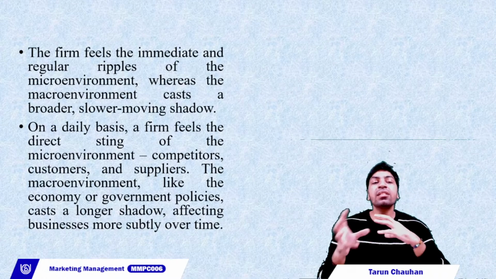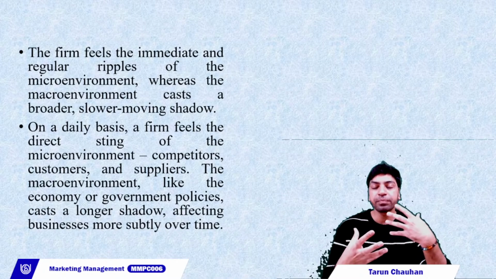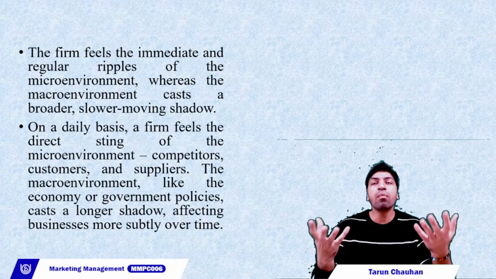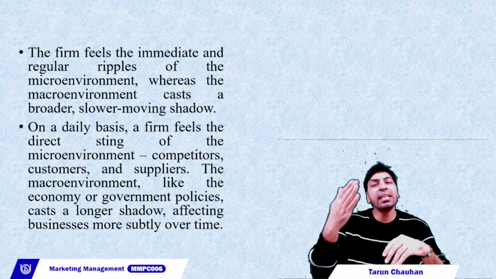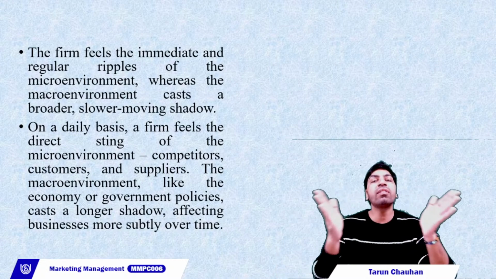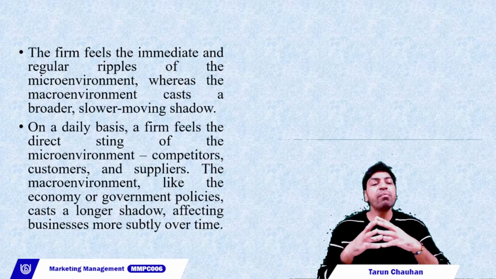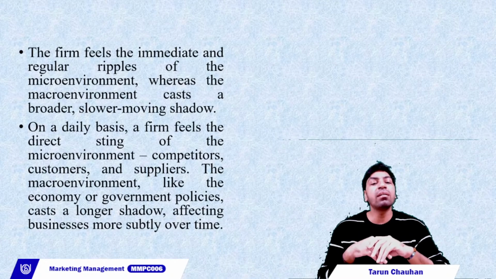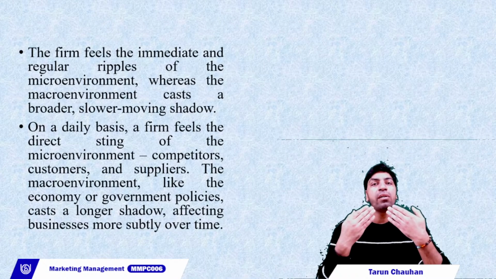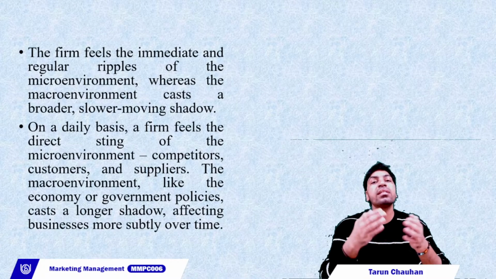So the last difference is that on a daily basis, firms have direct work with various competitors, customers, and suppliers, and keep changing with them. So they have direct interaction with all of these forces. But when we talk about the macro environment, like the economy and government policies, it takes a long, everlasting time period and will automatically influence the business from time to time.